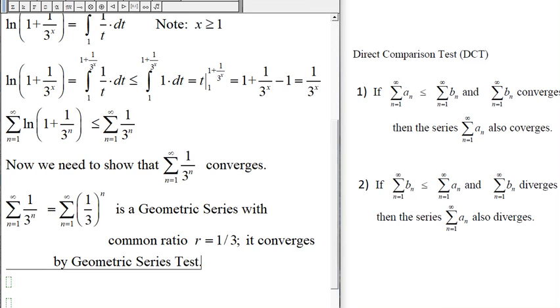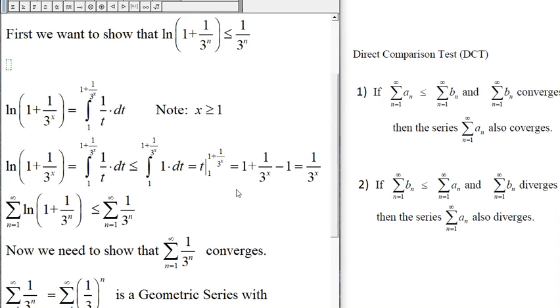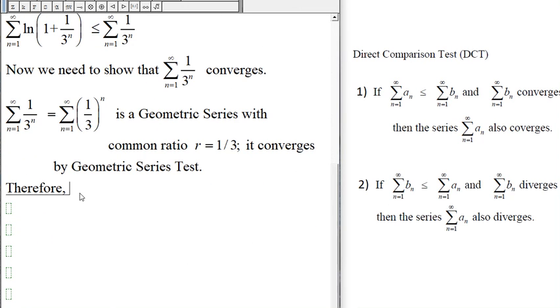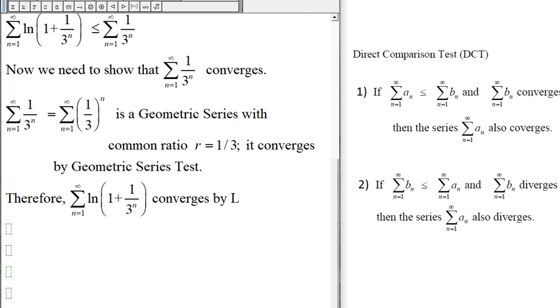Recall that the geometric series test says that if we have a geometric series, and if the common ratio is between -1 and 1, then the series converges. And therefore we have shown two things. We've shown that the series A sub n is less than or equal to the series B sub n, and we've also shown that the series B sub n converges. And therefore the original series right here converges by direct comparison test.